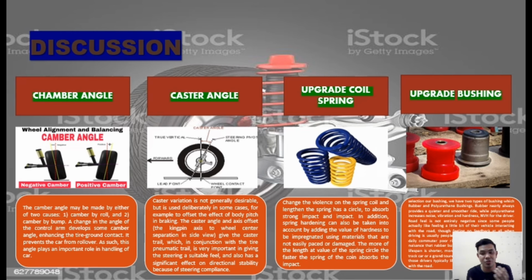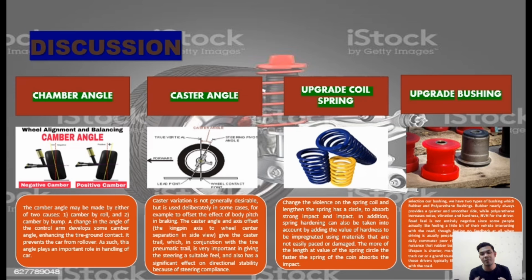For upgrade bushing, we have two types of bushing. We have rubber and polyurethane bushing. Rubber usually gives a smoother ride and a road feel when driving.